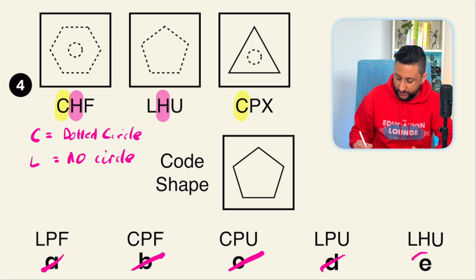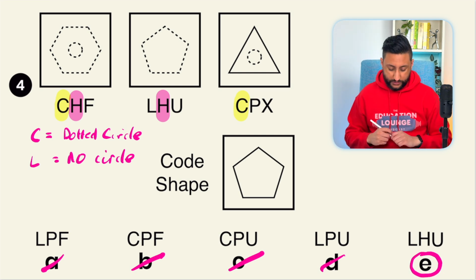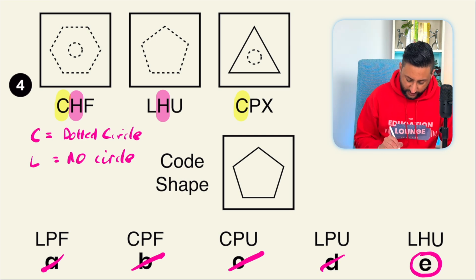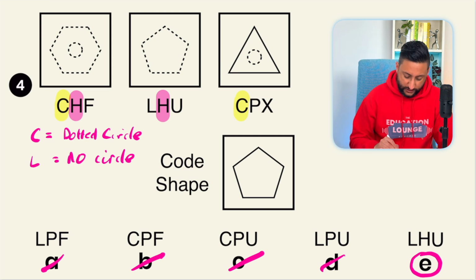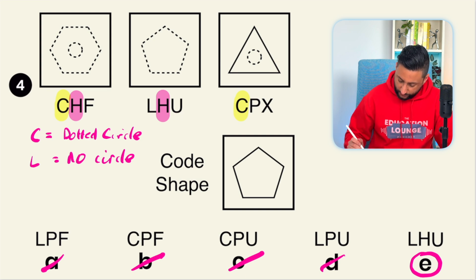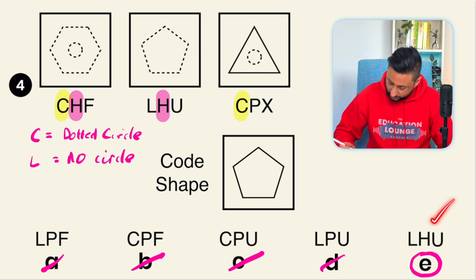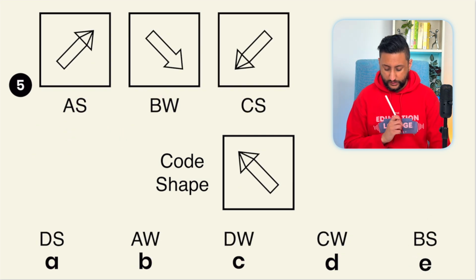And there, by using elimination, we've got our answer before even looking at the third letter, but let's look at it anyway. So we have F, U, and X. What's different about all three? Well, obviously it's the shape. F is for hexagon, U is for pentagon, and X is for triangle. Our code shape is a pentagon, so does it end in a U? Yes.